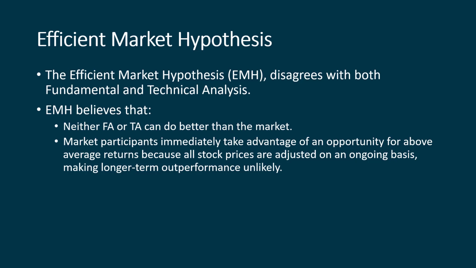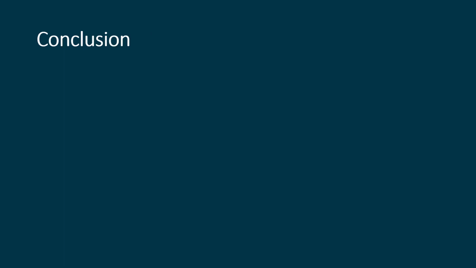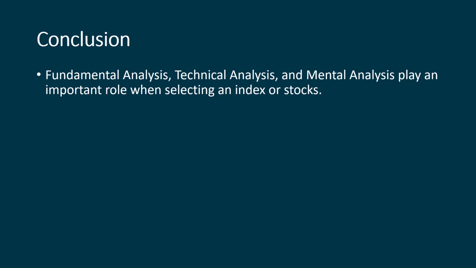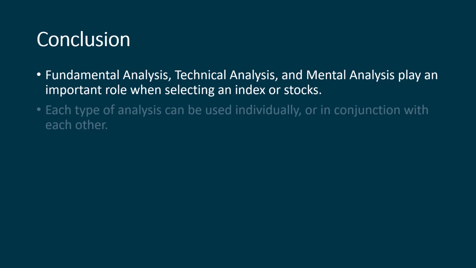There's some truth to be said for that. But at the same time, do we want to rely on this completely? We know this exists, and we know that parts of this can be true at different times, but we don't want to base everything around this hypothesis. That's why it's a hypothesis and not a theory. What is the conclusion that we can reach from this? Fundamental analysis, technical analysis, and mental analysis together play an important role when selecting a stock or if you trade an index. I suggest using all three of them. Take the good parts from all three, put them together, and develop a program that way.